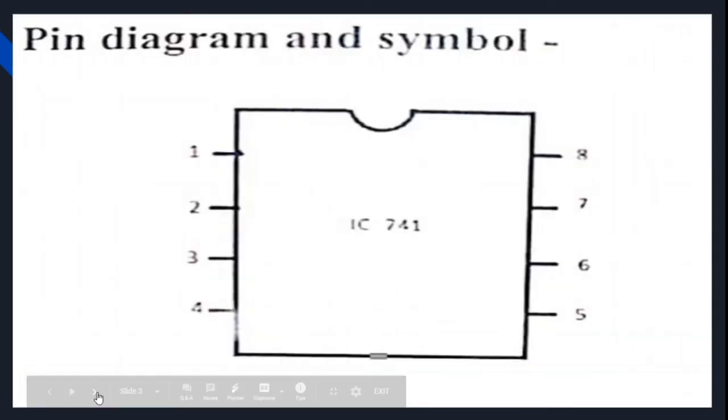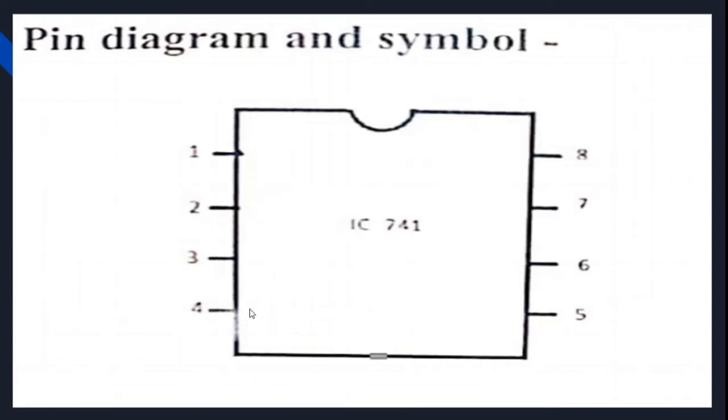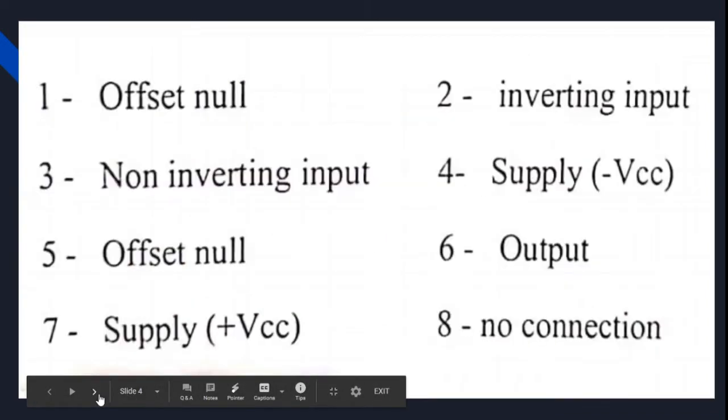Actually, this is the pin configuration of IC741. IC741 has 8 terminals. Here on the side, first leg, second leg, third leg, fourth leg. Then here the terminals start from the bottom. So fifth, sixth, seventh and eighth one. Actually, this is the configuration.